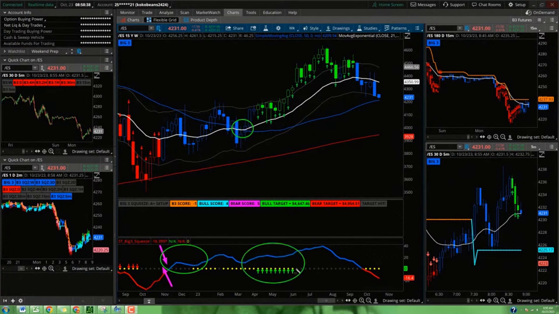Then they print the squeeze. They have the ultimate combo: bullish momentum, bullish structure, and a squeeze. It all worked as advertised. Beautiful push. Yeah, now we've pulled back.